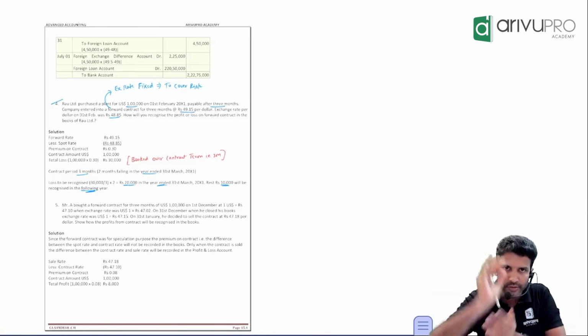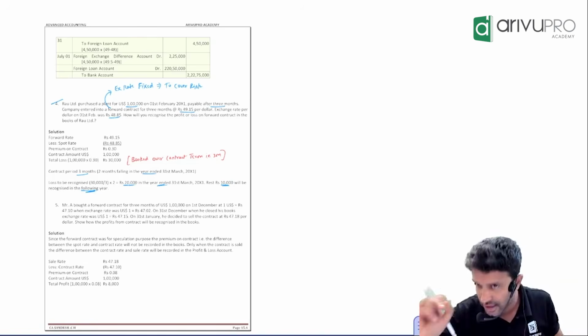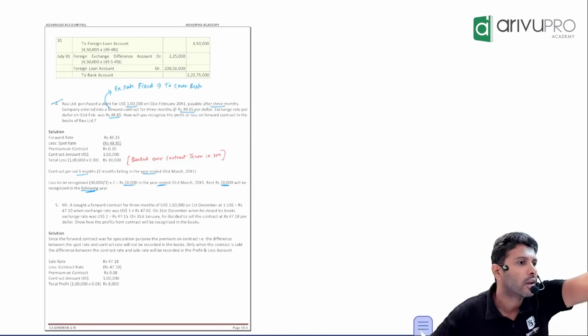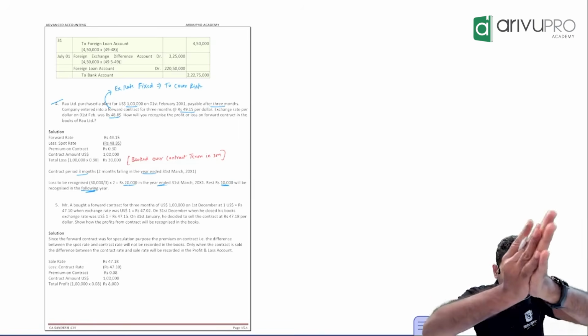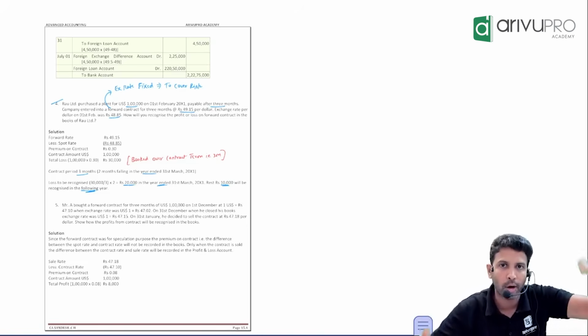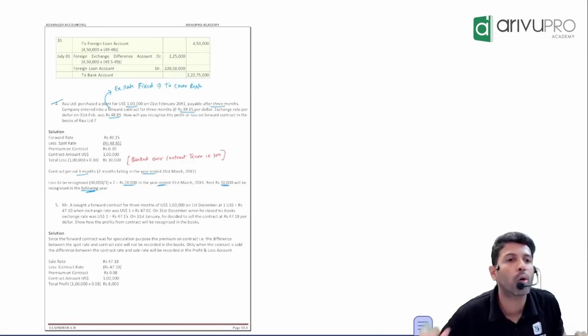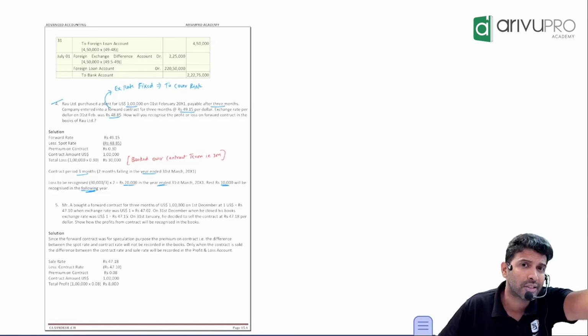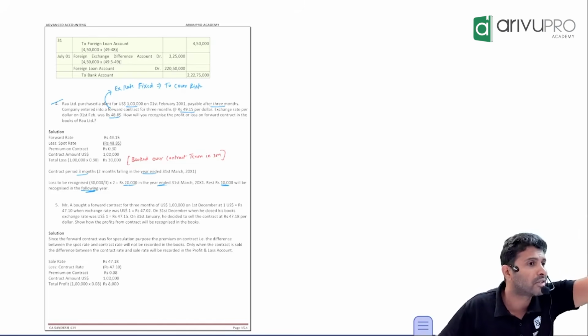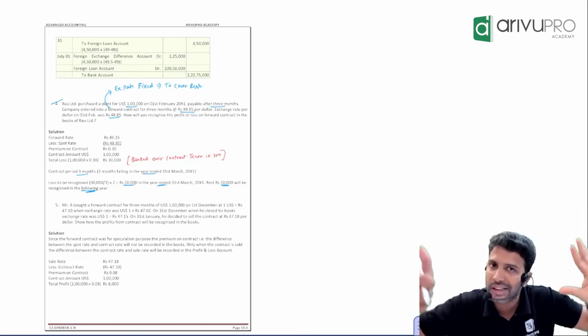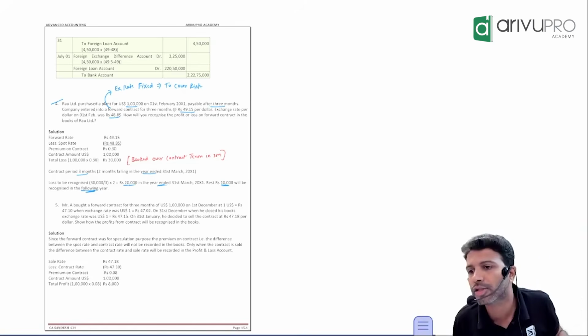What you'll have to do is first find what is that loss on the forward contract. That loss has to be amortized over the forward contract's duration. That loss has to be transferred over the forward contract's duration. If the forward contract is for 3 months, then over how many months will you amortize the loss? 3 months. If the forward contract is 6 months, then you will amortize the loss over 6 months.